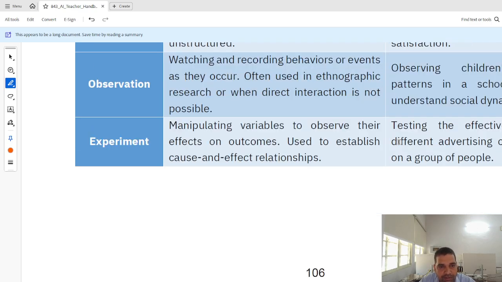Next, through experiment, we manipulate the variables to observe their effects on outcomes. We use it to establish cause and effect relationships. So in this case, we test the effectiveness of different advertising campaigns on a group of people.